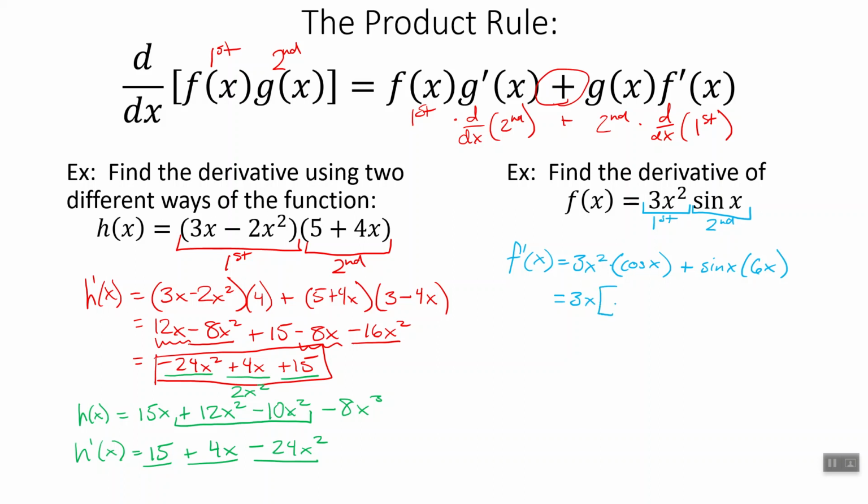And we'll be left with x times cosine of x plus, let's see, we pulled out a 3, we pulled out the x, so we're left with 2 sine of x. All right, and we can leave it like that too. Either one's fine. Just practicing our simplifying. All right, so that's how we do the product rule. First times derivative of the second plus second times the derivative of the first.